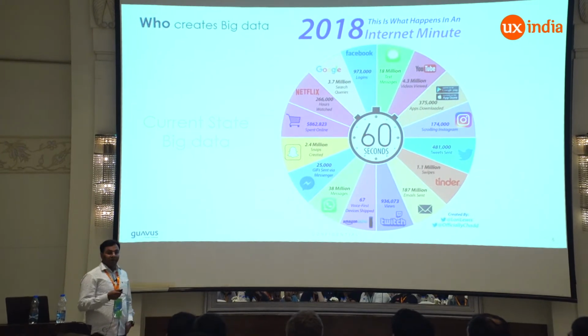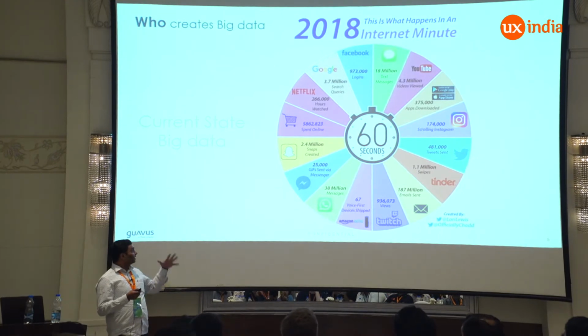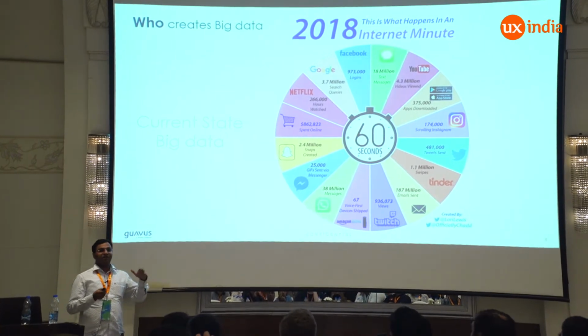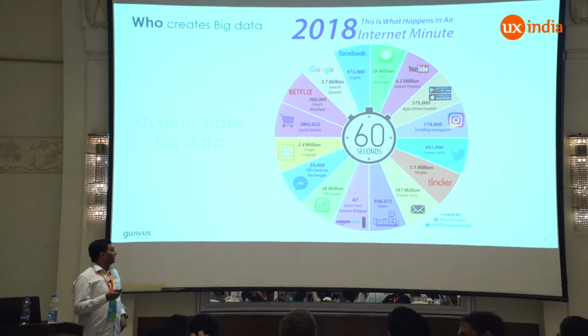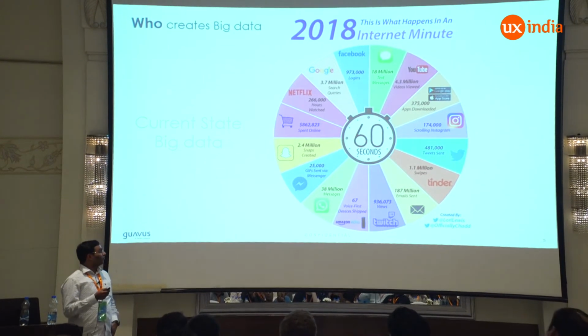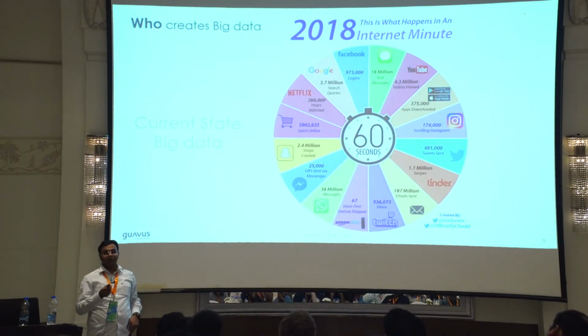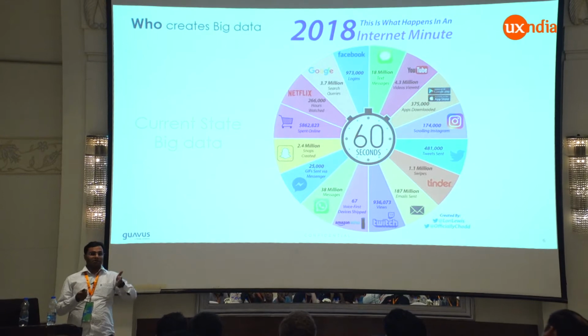So what does the internet minute look like in big data? In 2018, this is the current state: 18 million text messages every minute being sent, and 38 million WhatsApp messages. If you look at Twitter, 481,000 tweets. If you read about it, there is a humongous amount of data being created every minute by us.